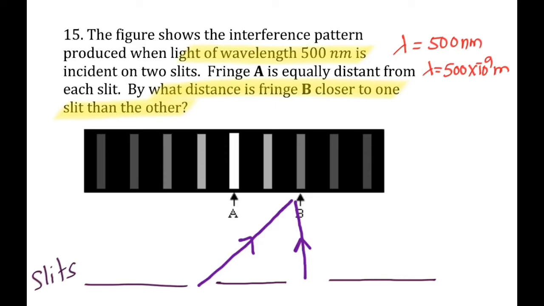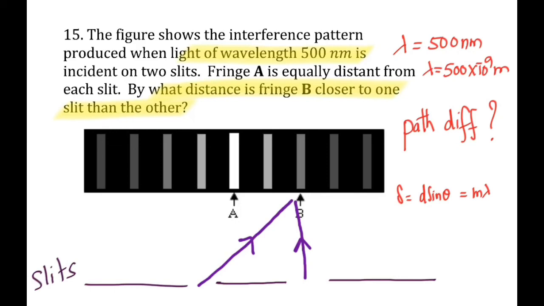At point B, the light which travels to point B will have a path difference because they don't travel the same distance. So again we read the question, by what distance is fringe B closer to one slit than the other? So it's clear from the diagram that B is closer to one of the slits and far from the other slit. So they want us to find the path difference. And the formula for path difference is d sine theta or m lambda, because it's a bright fringe.